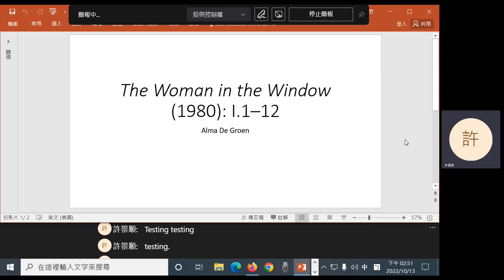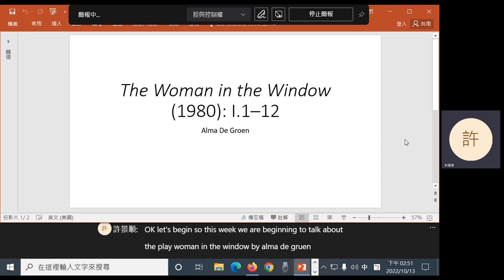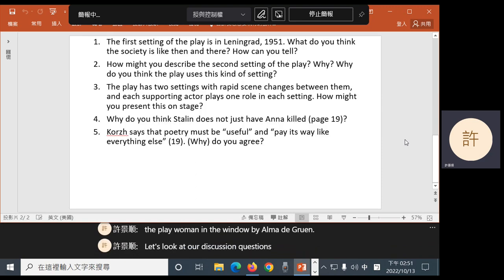Okay, let's begin. So this week we are beginning to talk about the play Woman in the Window by Alma de Groen. Let's look at our discussion questions. Question one. The first setting of the play is in Leningrad, 1951. What do you think the society is like then and there? And how can you tell? So what evidence do you have?